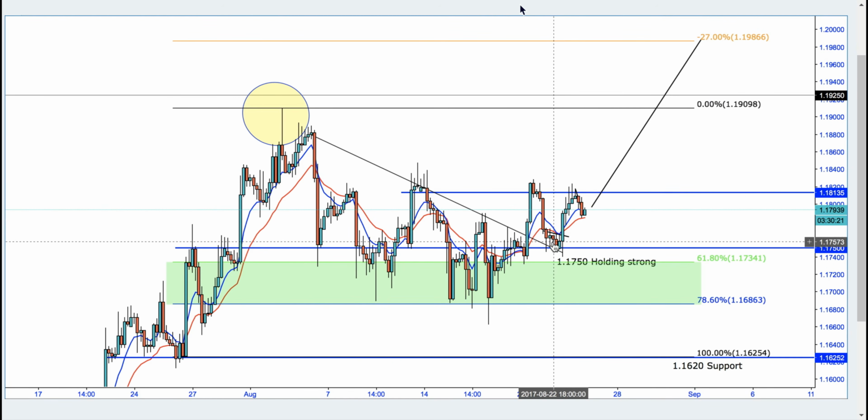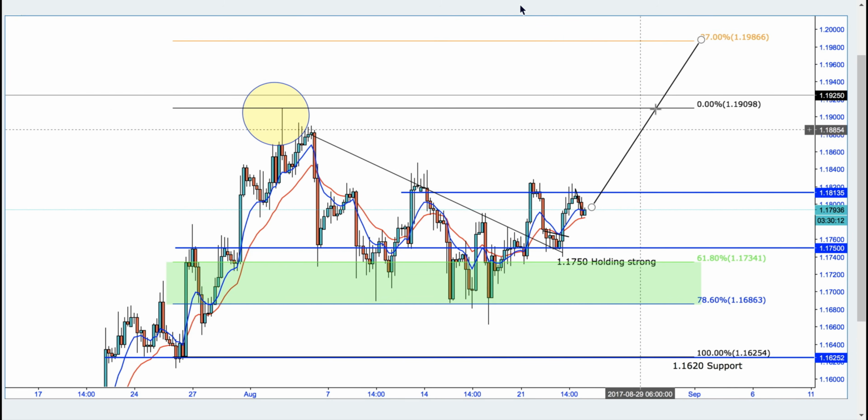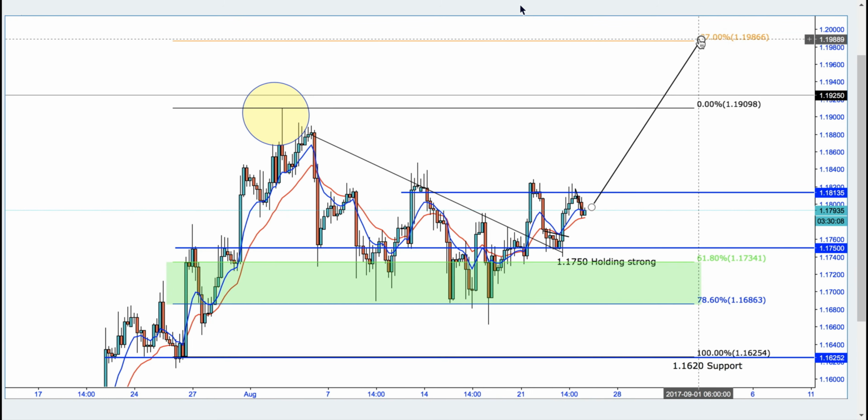So this helps me with my overall bias on the euro, with the moving averages being up. We're creating high highs, high lows on a daily time frame, on the 4-hour time frame. I'm now looking for euro to continue to the upside to this level 1.1986. No confusion with the 38 or the 50.